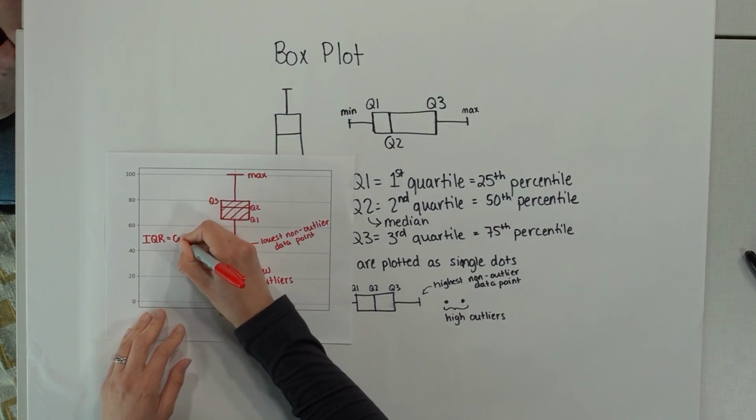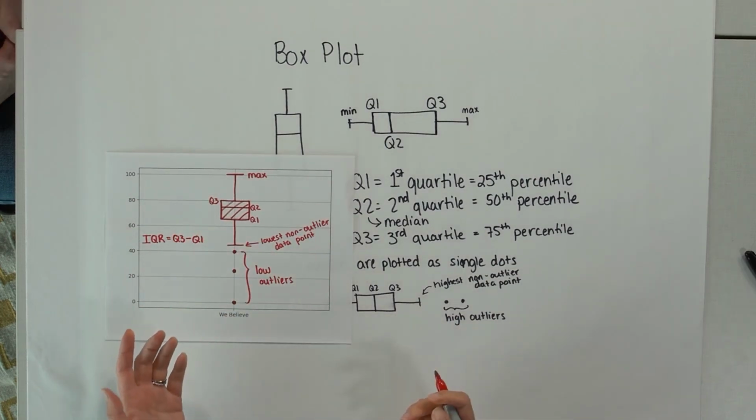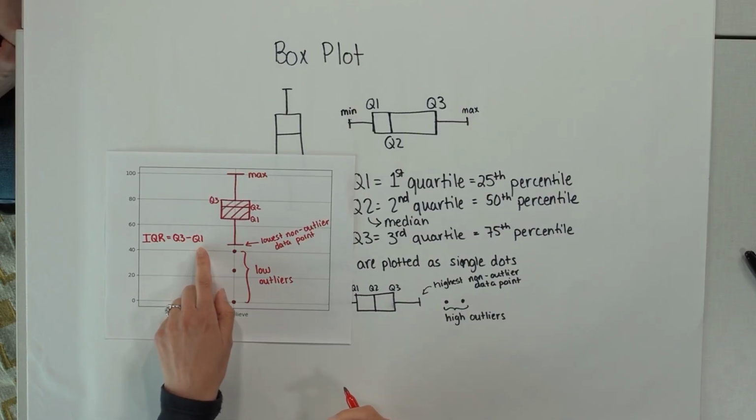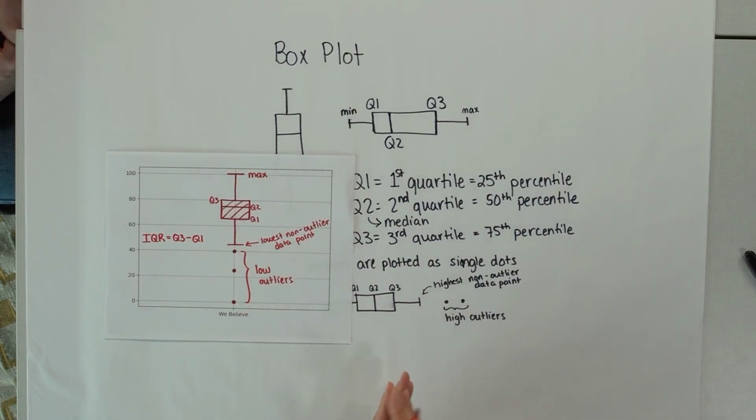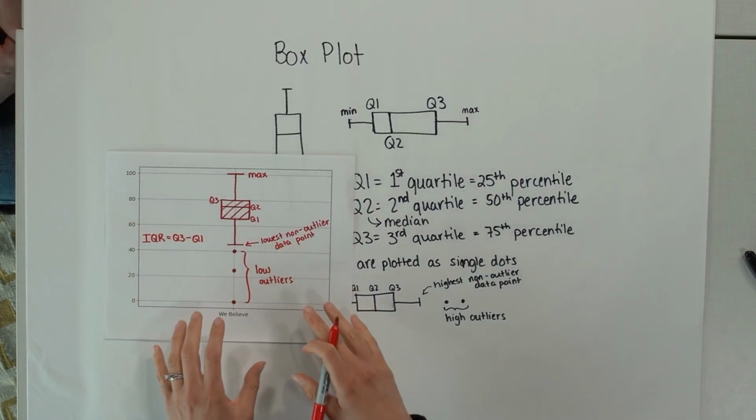We just take Q3 minus Q1. So it's the middle 50% of the data: the 75th percentile minus the 25th percentile, and that's something that's really easy to see on a box plot as well. And we actually use the IQR to determine which points are outliers.